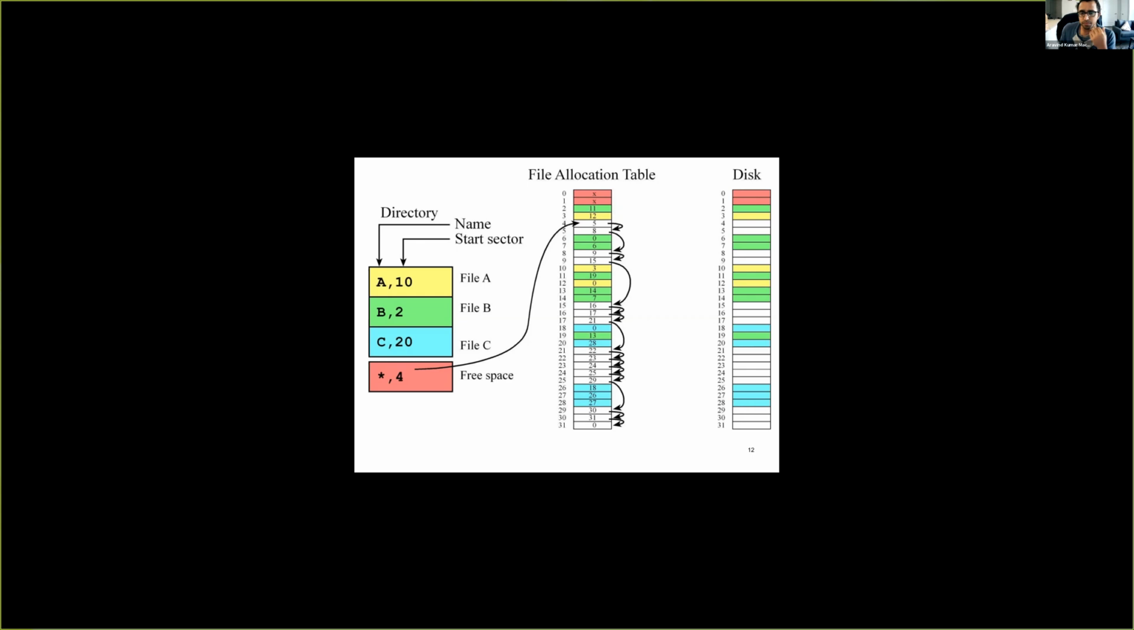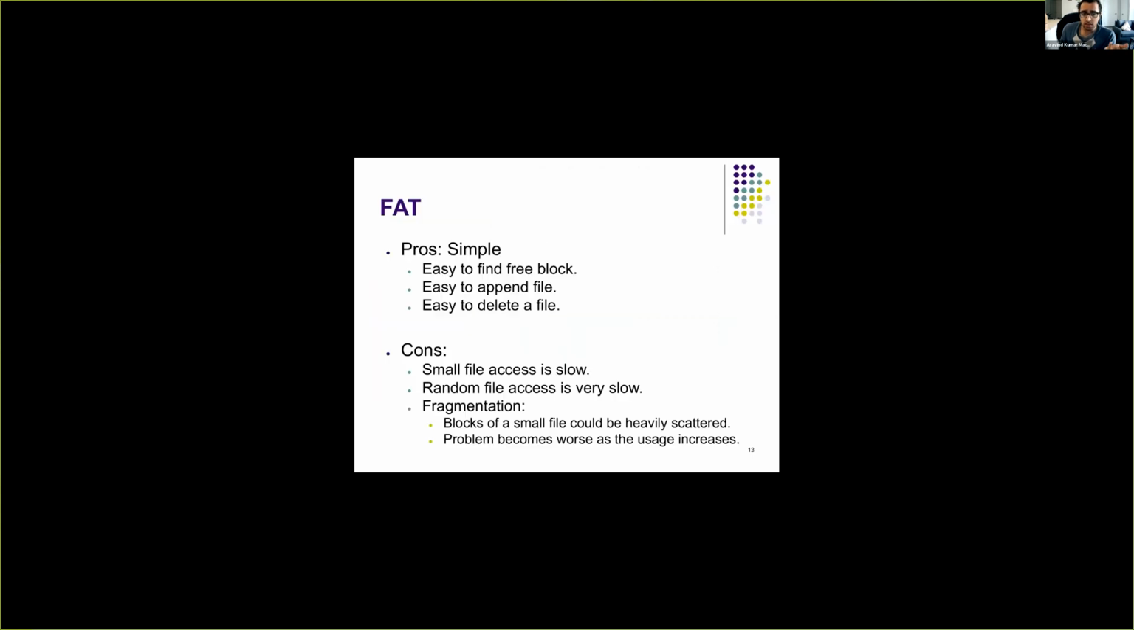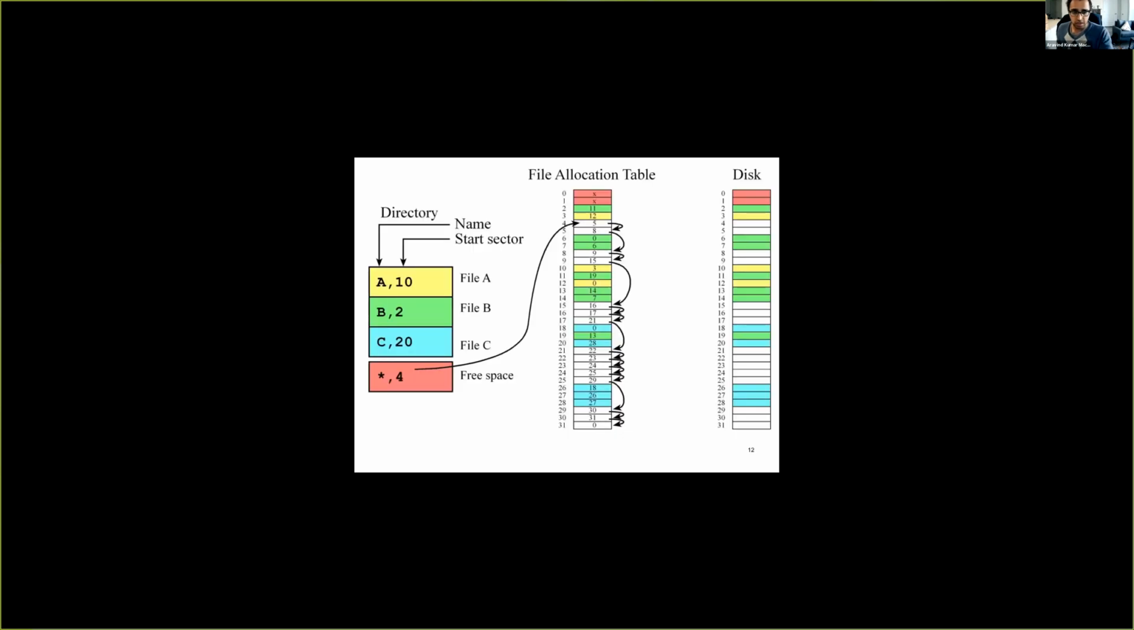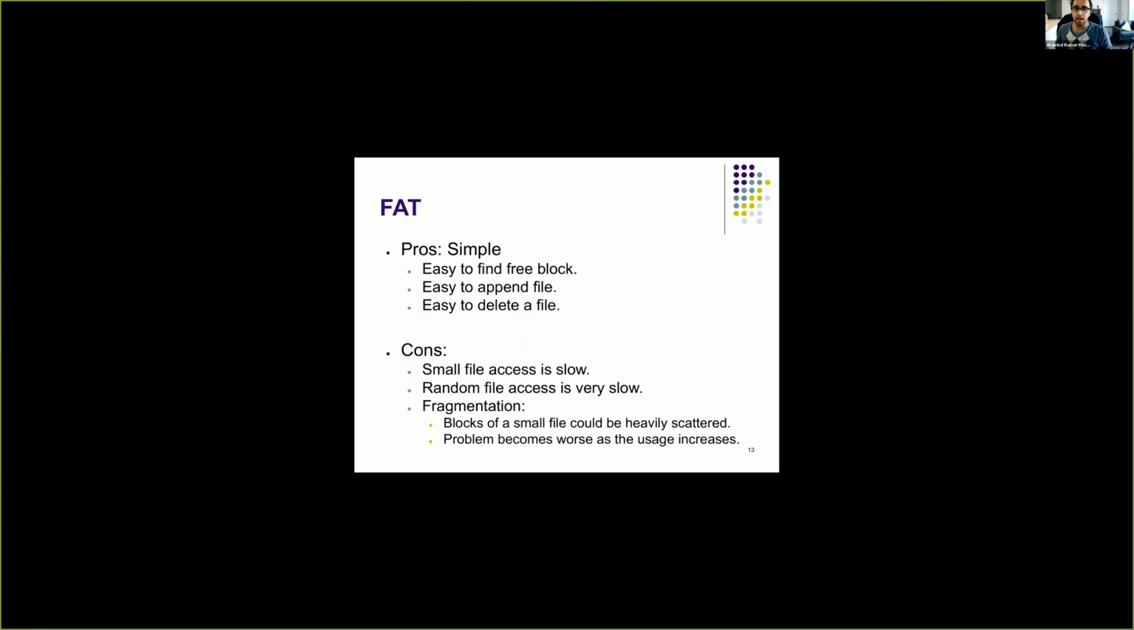Now this has various advantages. First, it's very easy to find a free block. How? Just go to the first entry that corresponds to the free space. So here, if I have to find a free block, I'll just go to the first entry pointed to by the free list, which is 4. I just get the 4, right? And once I get the free block 4, I update the free list to point to the next block, which is block 5. That's it. That's how I get a free block. It's very easy.